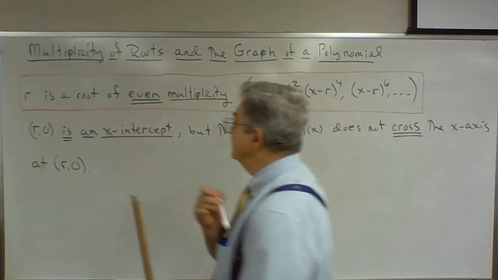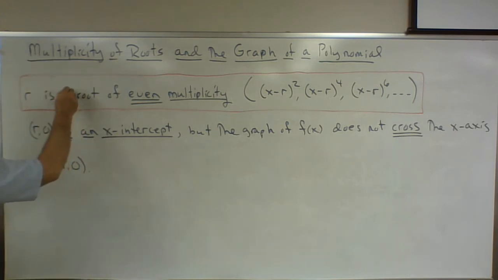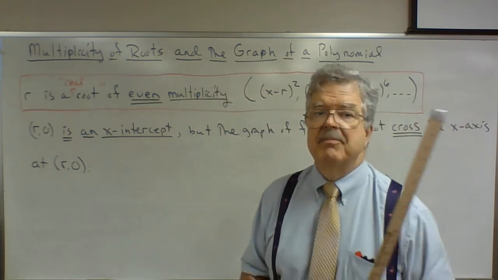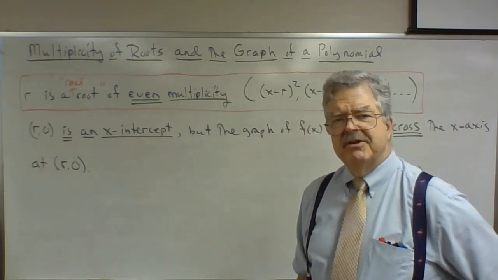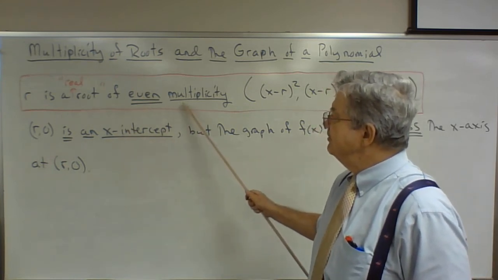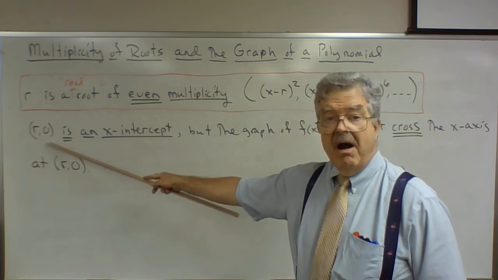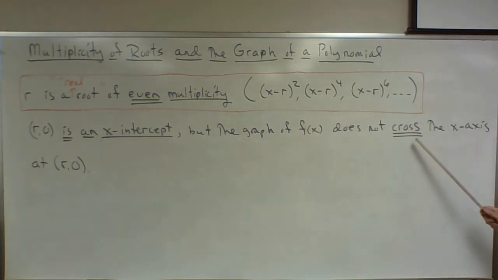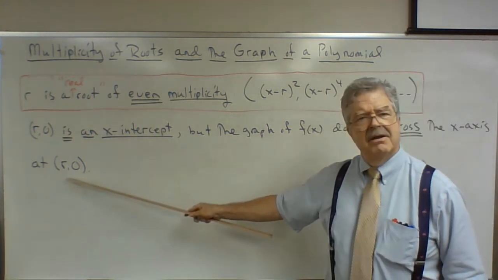r, and I better be specific here, r is a real root of even multiplicity. And if r is a real root, then it's an x-intercept. But here's what's interesting. If r is a real root of even multiplicity, yeah, r is an x-intercept, but the graph of f of x does not cross the x-axis at r, 0.